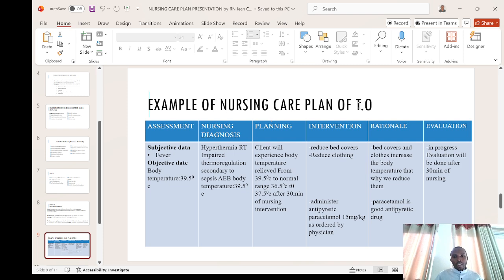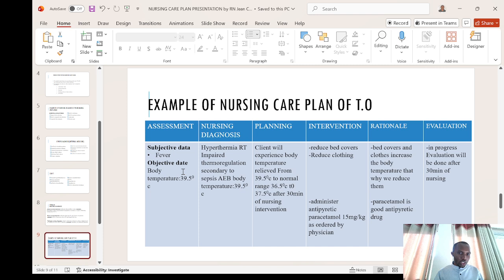So here is an example of a nursing care plan. This is an example of a nursing care plan of TO. We use the initials for confidentiality of our patient, and then from the history taking, the patient was verbalizing about the fever as subjective data. From all the information you've gathered, there is a fever, and it should not be limited to one subjective data. There may be many, so you will list them here on the subjective data part. There is also an objective data part.